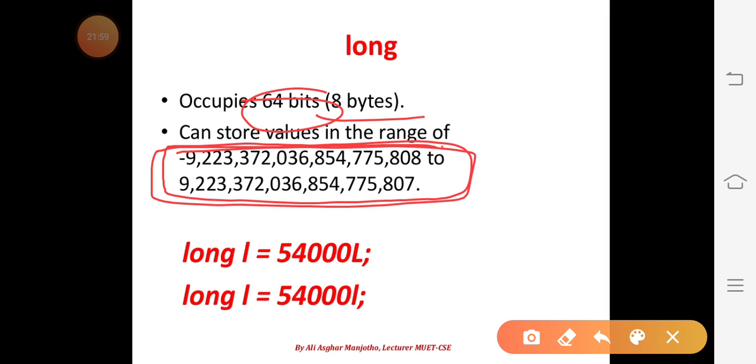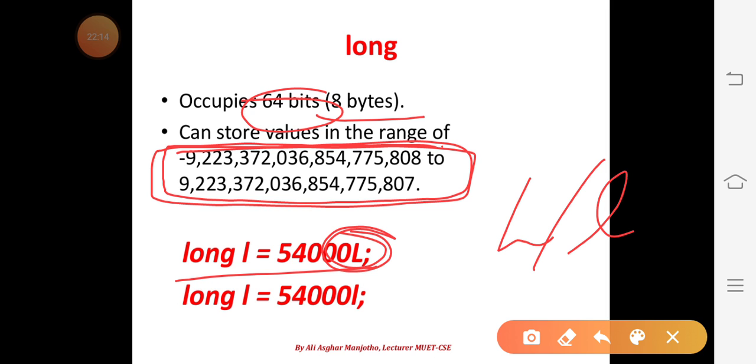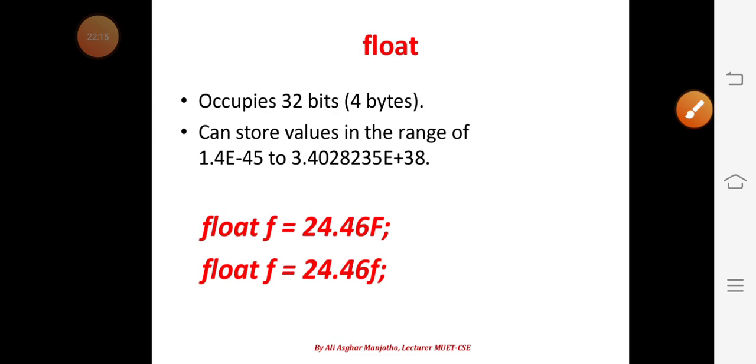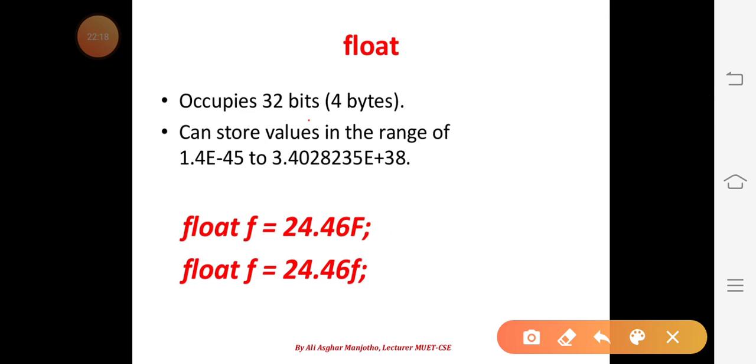And if you want to describe, that means to declare, any long type of value, then you will write it like this. After that, what do you put? L. After any number, if you suffix it by L, either capital or small, it will become a long type of number. Okay.